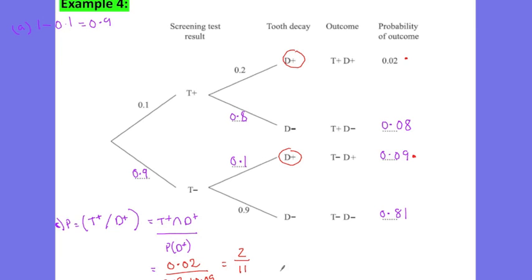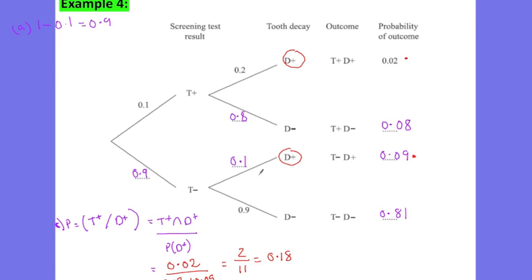If you want to put that on your calculator and give the answer as a decimal, that's also acceptable, 0.18 with some rounding. We're then asked, what can you infer, tell, interpret from this result about the usefulness of the screening test?